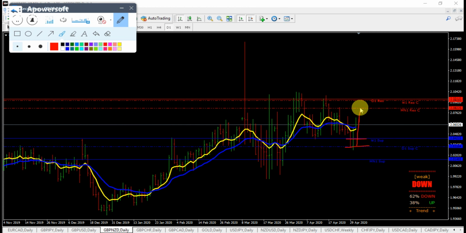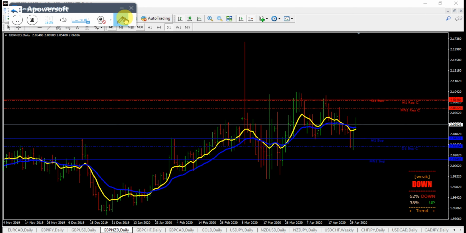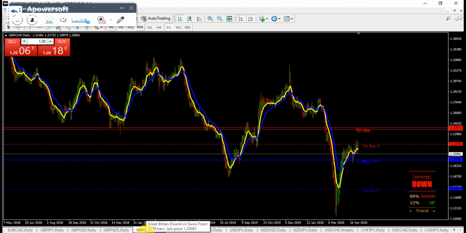So what I'm expecting is for this pair to come to at least this resistance level, or in the long term I'm expecting GBP NZD to go down. So guys, this is not a signal, that's just my point of view about GBP NZD. Let's move to our next pair, GBP CHF. GBP CHF is also a bit down.